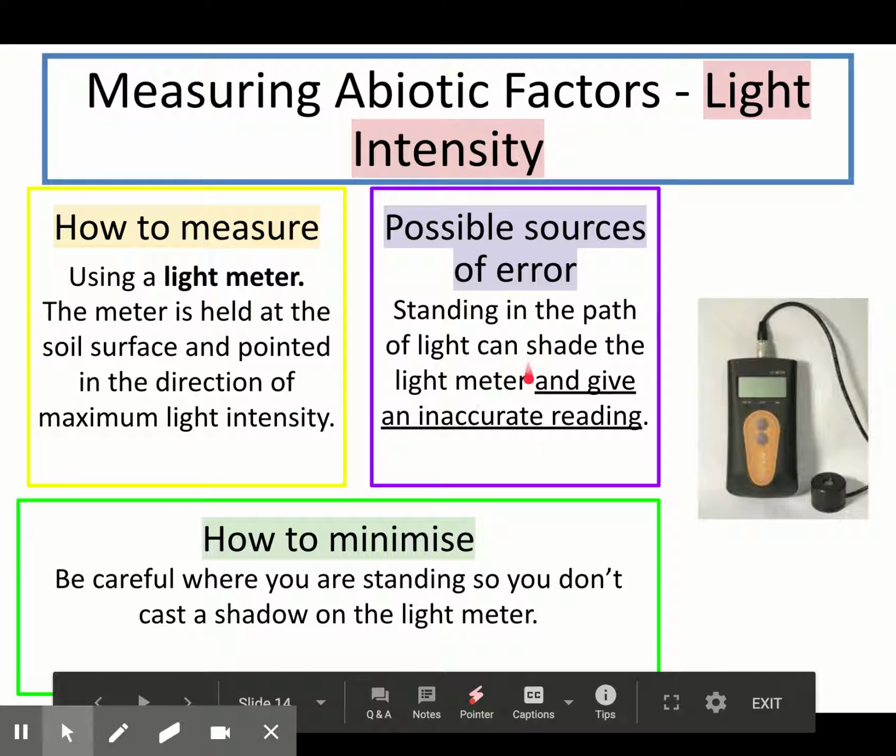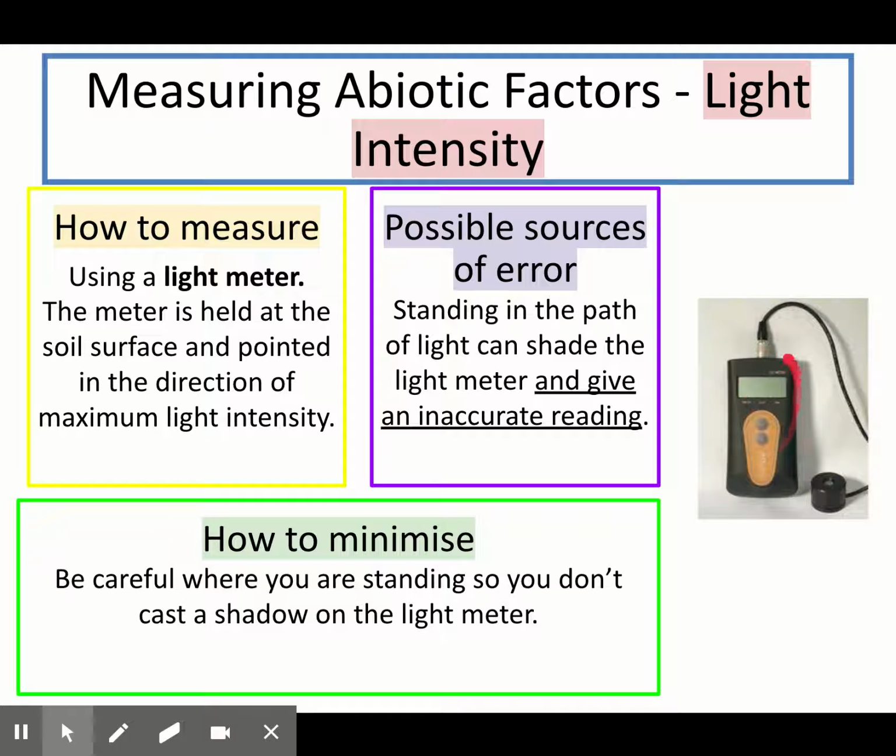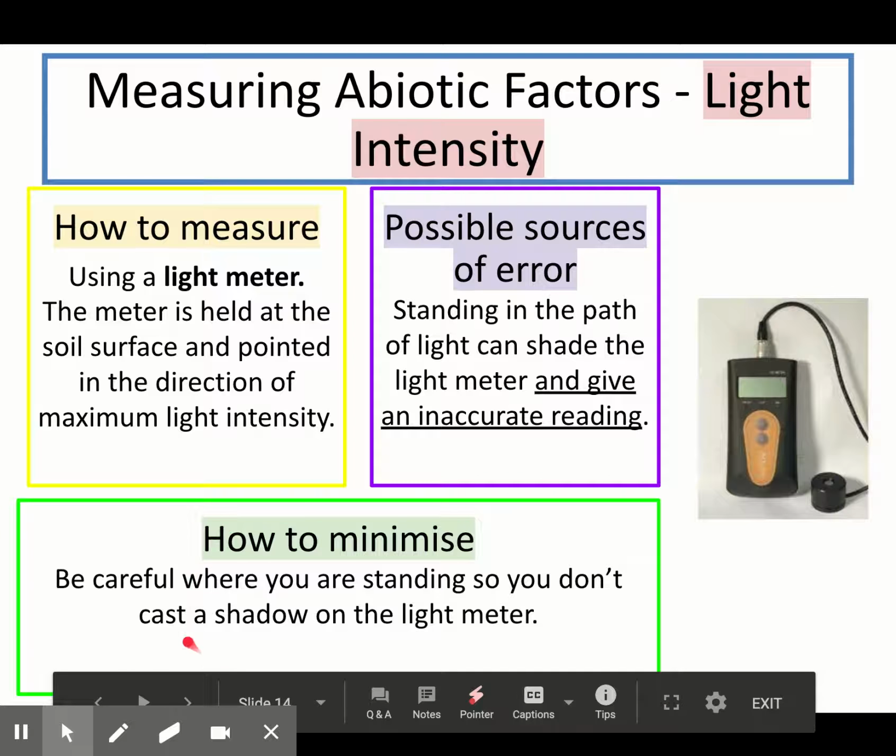So a possible source of error for this is standing in the path of the light. If I was holding this light meter down near the ground, but I was standing with my back to the sun, I might cast a shadow over the light meter. And if I did that, that would give an inaccurate reading. So I would minimise this by being careful where I'm standing so I don't cast a shadow onto the light meter.